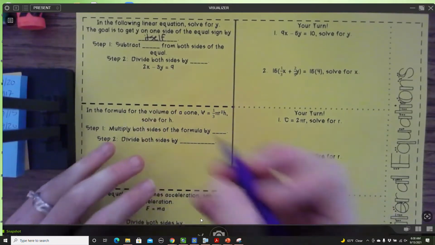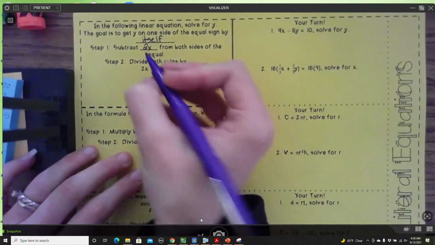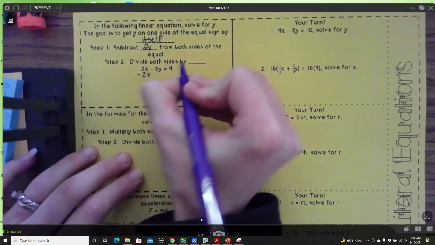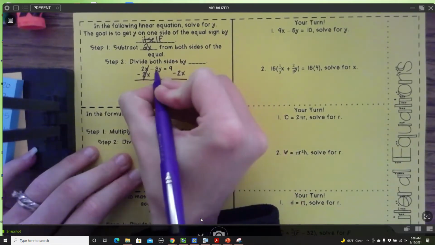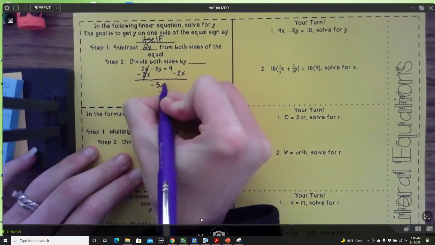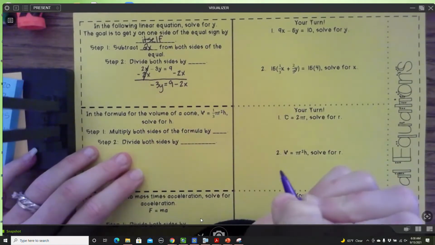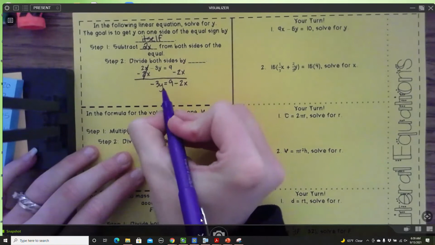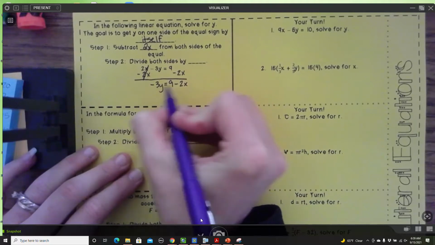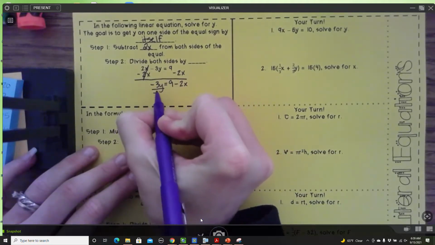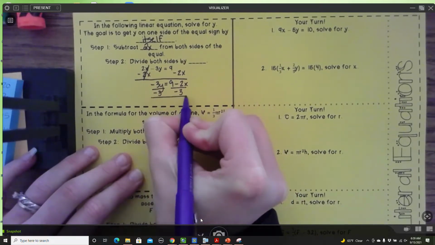So the very first thing that I'm going to do is subtract 2x from both sides of the equal sign. So again, I want to get everything away from y. So the 2x's cancel. I'm left with a negative 3y equals, I didn't touch the 9, and I just subtract 2x from that side. All right, so now I'm looking at the y. I need to get this negative 3 away from it. And that negative 3 is being multiplied by the y. So to get rid of it, I do the opposite. I divide both sides by negative 3.